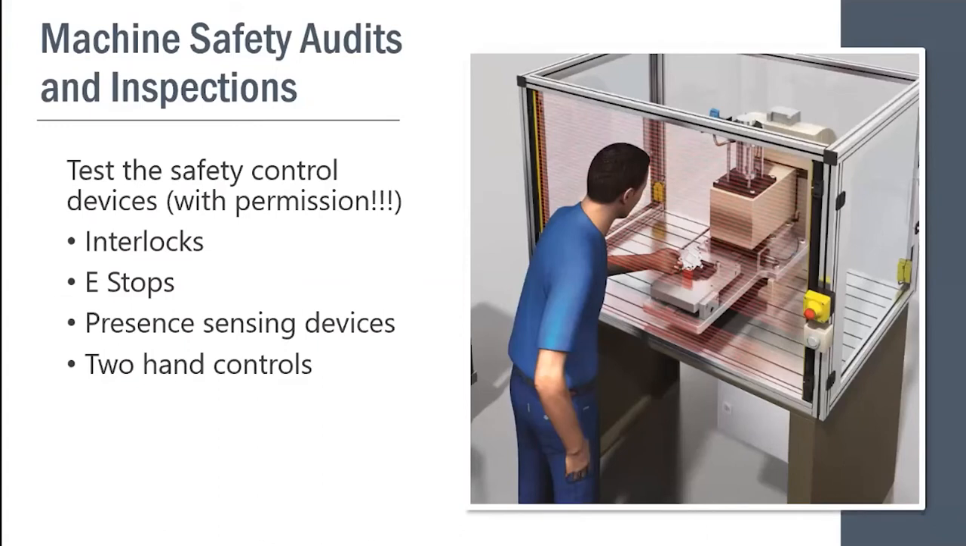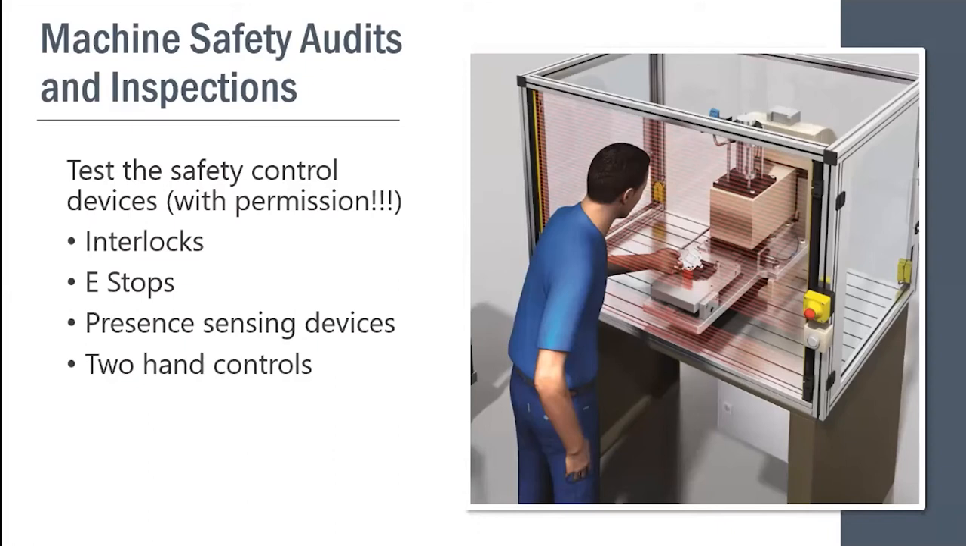The other thing that's really important to do is to test the safety control devices on a machine. And I do this, and emphasize, with permission. I don't advocate any of us as EHS people or people that are picked to do audits to go try and operate somebody's machine. You're going to get yourself in trouble and you're going to aggravate them. So certainly do it with their permission. Have them demonstrate it if possible.